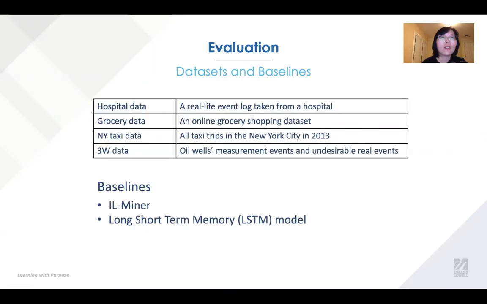For evaluation, we use four real-world datasets and compare against two baseline approaches. The four datasets are hospital data, which is a real-life event log taken from the Dock Academic Hospital, an online grocery shopping dataset, a dataset of all taxi trips in New York City in 2013, and a dataset of oil wells measurement events and undesirable real events. The two baseline approaches are IR-Manner, which is closest to our work, and the RSTM model.